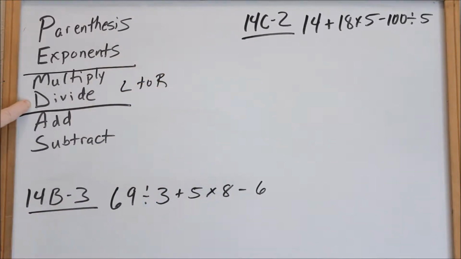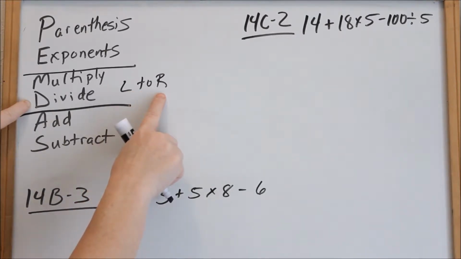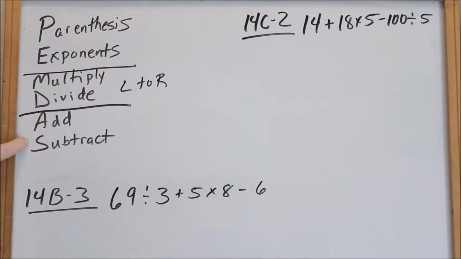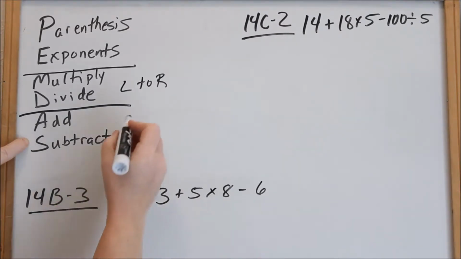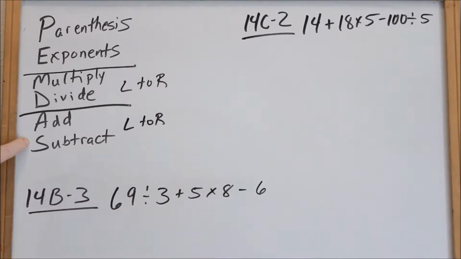So if you have multiplication and division in the same problem, you do them left to right, which is the way that we read. We read going left to right. Same with addition and subtraction. Addition is not more important than subtraction. They're on the same level. So if you have add and subtract in the same problem, you also do those left to right. One's not more important than the other. You do it the way that we read.